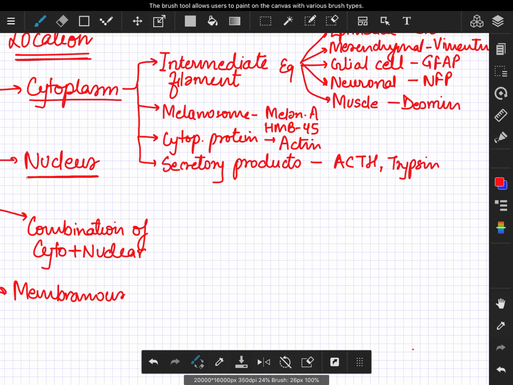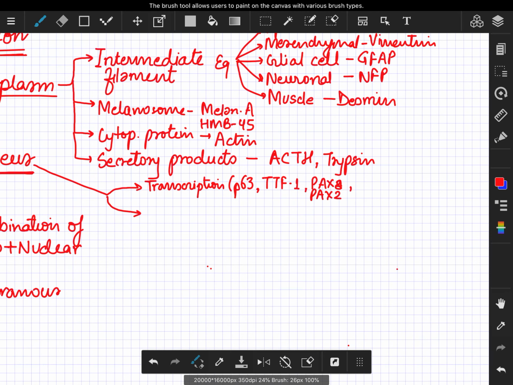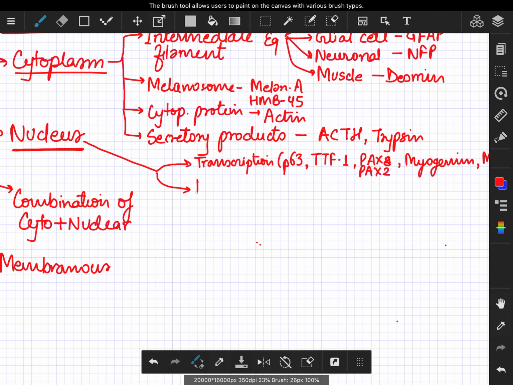What antigens are expressed in the nucleus? There are two important categories. One is the transcription factors, which include P63, P53, P40 and thyroid transcription factor 1, and we have PAX 2, PAX 8, and others include myogenin, Myo D1. These are all transcription factors. And steroid hormonal receptors are also present on the nucleus. So, ER, PR will also show nuclear positivity.